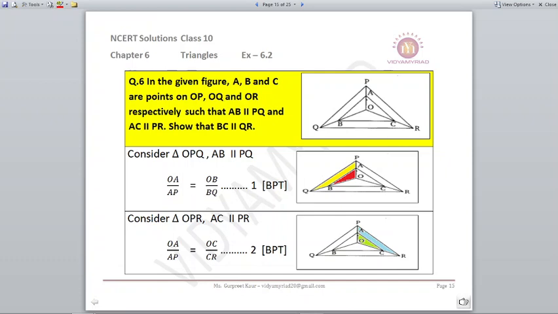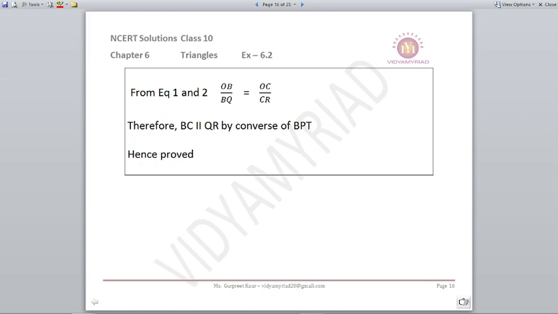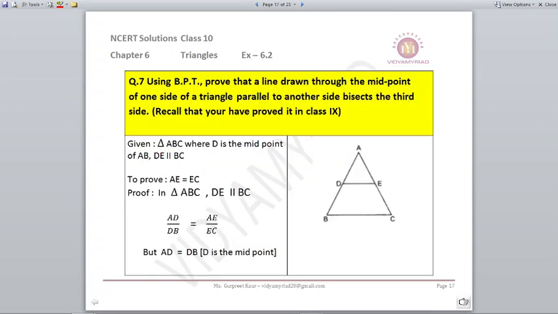Now let's take the other triangle OPR, where AC is parallel to PR. That means the green and blue part, just look there. It means that OA upon AP will be equal to OC upon CR. So this is your equation number 2. So what do we derive from both the equations? OB upon BQ will be equal to OC upon CR. On seeing this, we come to know that BC will be parallel to QR, which is the converse of BPT, and hence we have proved.